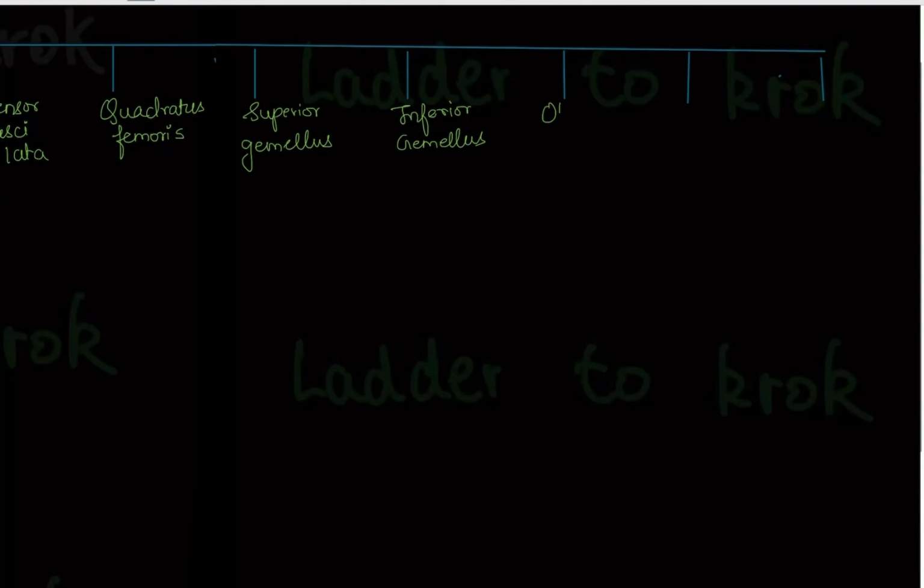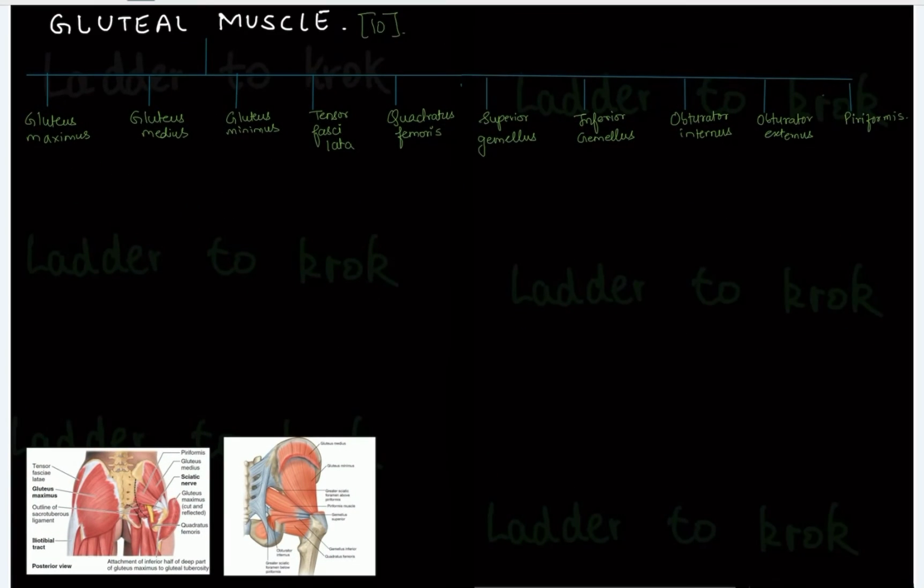Then comes the obturator internus, obturator externus, and lastly piriformis. Okay, so these are the 10 muscles which are present at your gluteal region.